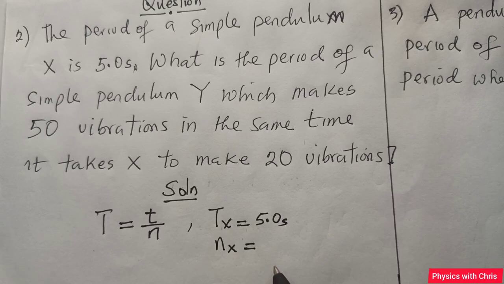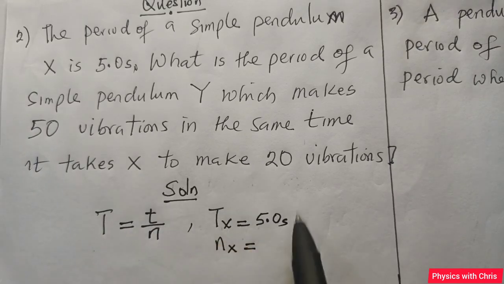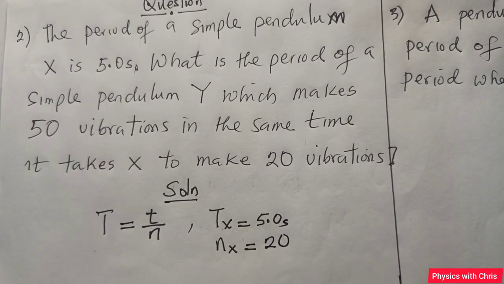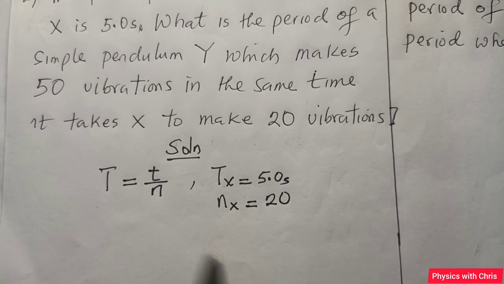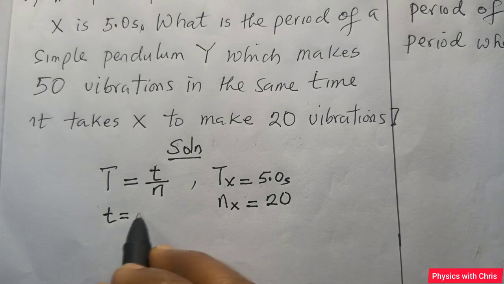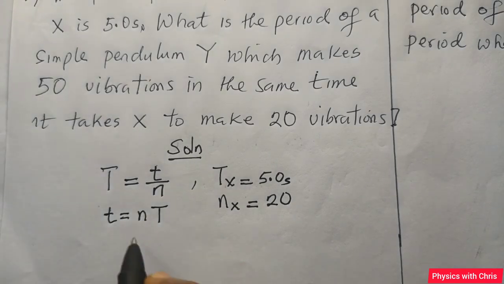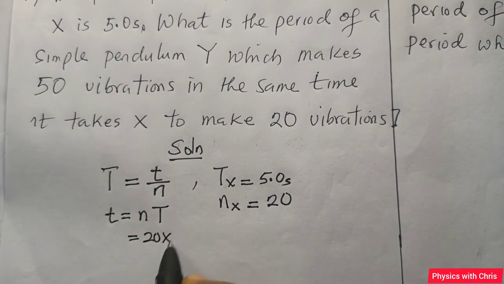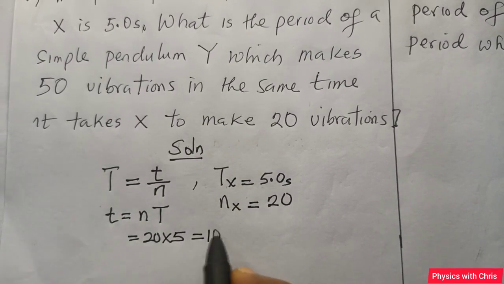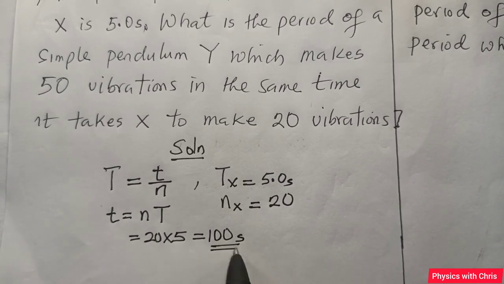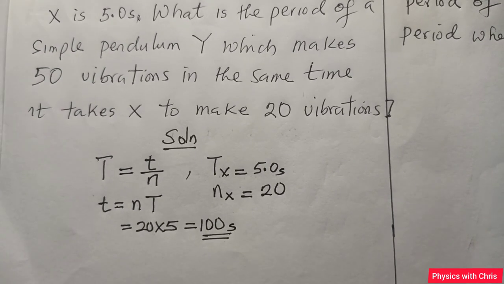In the same time, it takes X to make 20 vibrations. So I can find the time taken for pendulum X to make this number of vibrations, that is 20. My time t here is n multiplied by T if I cross multiply. So that gives me 20 times 5, which is 100 seconds. So it takes 100 seconds for pendulum X to make 20 oscillations when it is vibrating at a period of 5 seconds. But we are not to stop there.